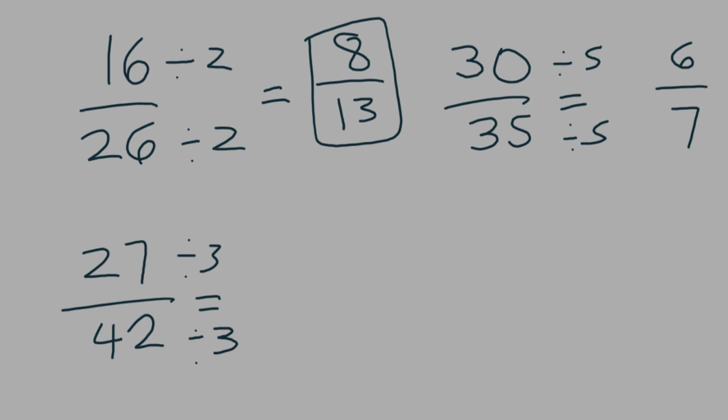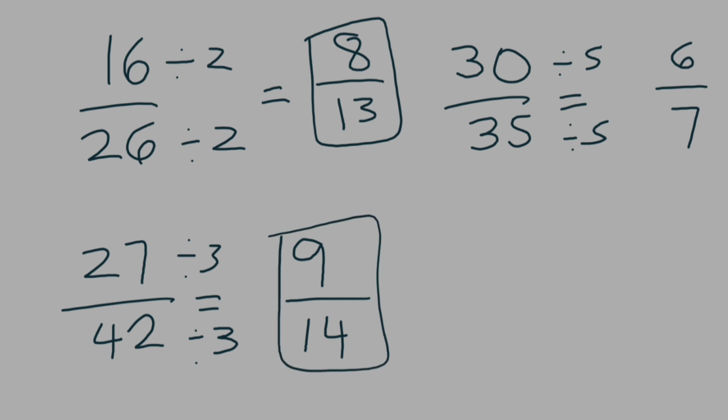So 27 divided by 3 is 9, and 42 divided by 3 is 14. And 9 over 14, they're not divisible by the same number. 9 is divisible by 3 or 9, and 14 is divisible by 2. So we cannot reduce this fraction anymore. So 9 over 14 is going to be the final answer. And similarly for this one also, because 7 is a prime number, we cannot reduce this anymore.